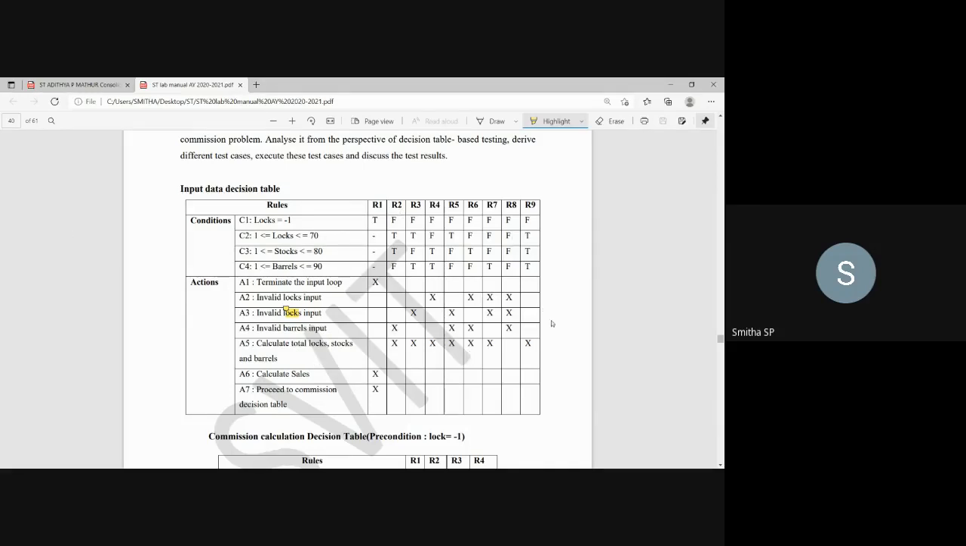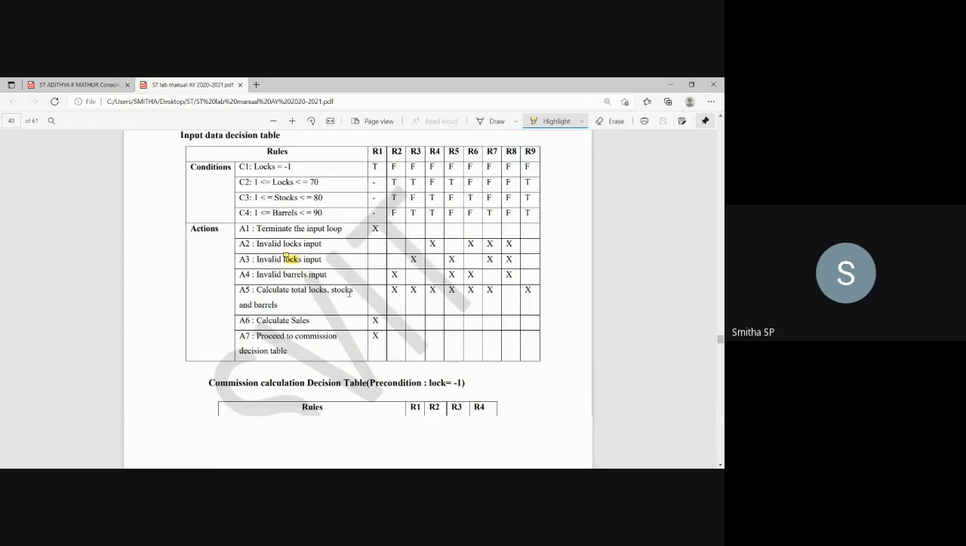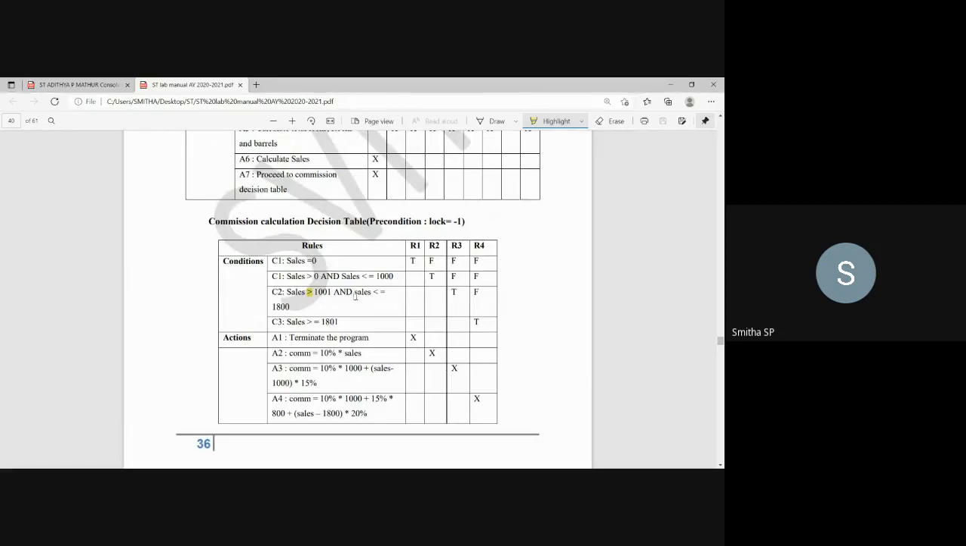Okay, so this is the decision table with respect to the input data of the commission problem. And you will have one more decision table for the calculation of the commission. Why? Because you are calculating the commission based on the sales. So your sales will be the input. That is the condition, and the commission you are calculating is according to the sales, right? For that it is the action based on those conditions. Sales are the conditions and the commission calculation is your action. So here you will have 4 rules.